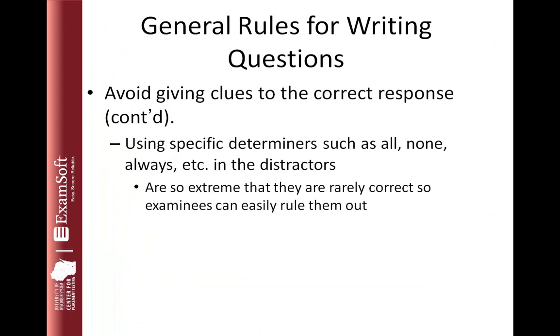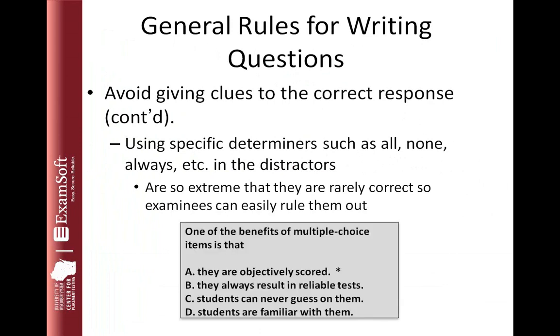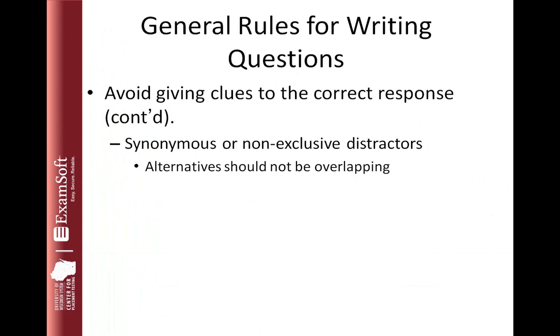We want to avoid using specific determiners, really strong words such as all, none, or always, in the distractors. Often these are so extreme that examinees can just rule them out right away. So one of the benefits of multiple choice items is that option B, they always result in reliable tests, and students can never guess on them. These are pretty strong statements. Most examinees will rule those out right away.